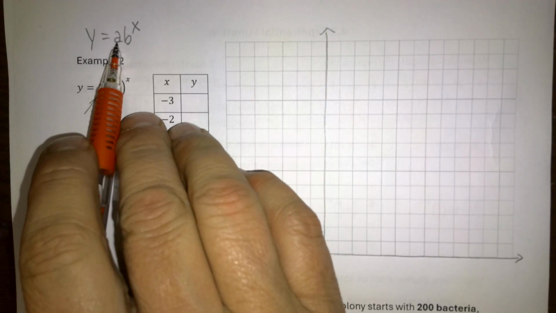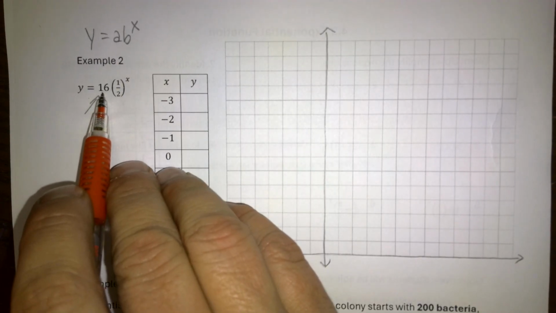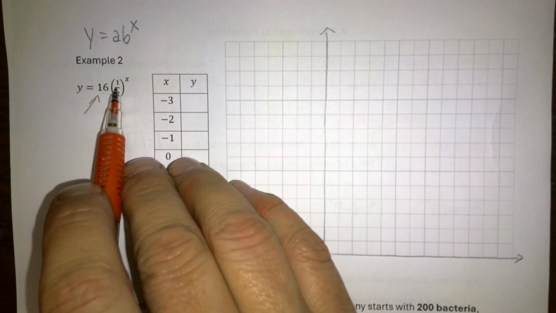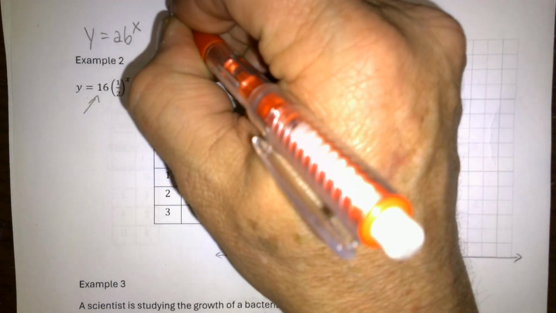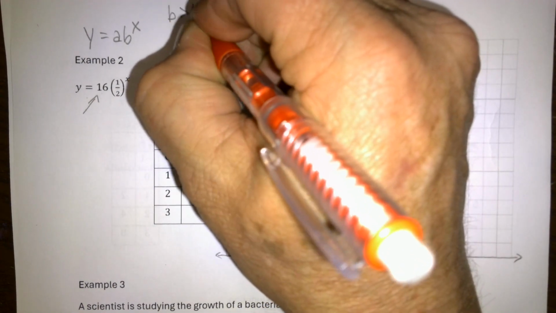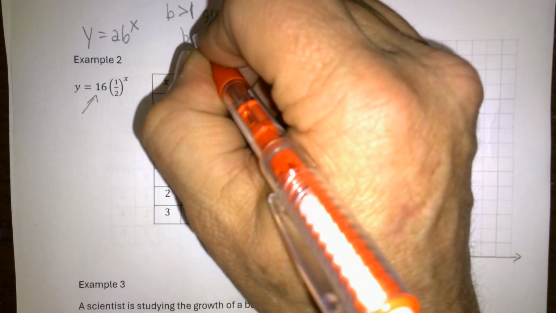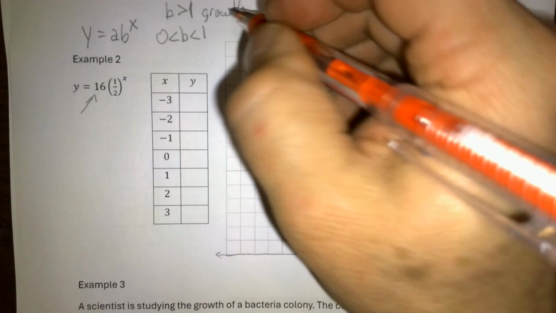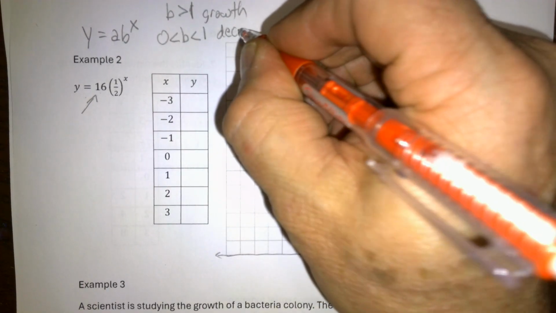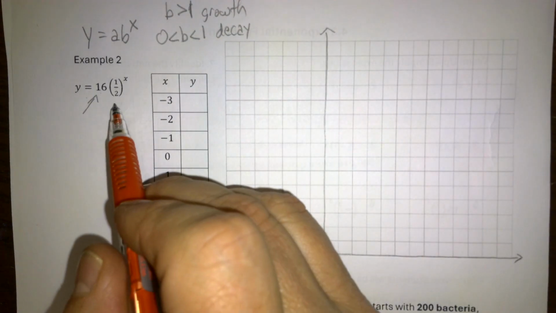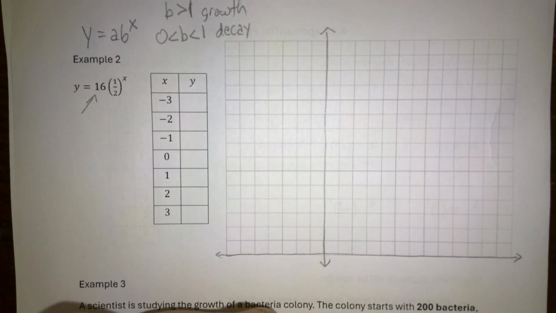16, this value out front, that is our a. And I'm just going to write up here our basic form for the exponential functions. As a reminder, a is going to be your start value, and b is either going to be your growth or decline factor. Remember, if b is greater than 1, it is growth. And if b is in between 0 and 1, in other words, a fraction, it is going to be decay. So let's take a look at how this graph is going to differ from the one on the previous page.